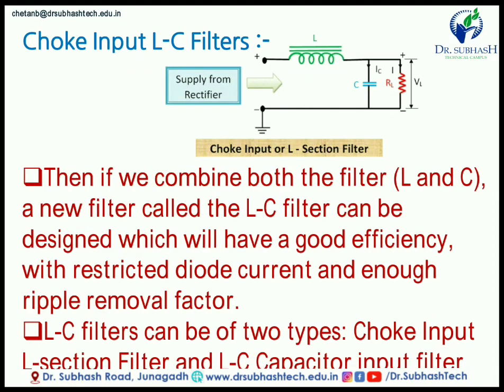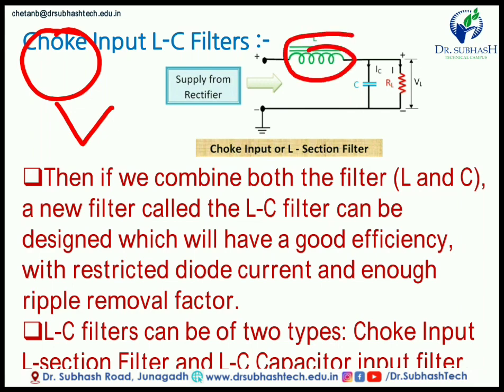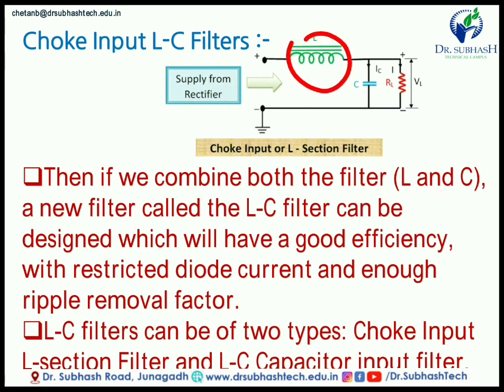Now, next is the choke input LC filter. Here choke is nothing but an inductor. The another name of inductor is coil or choke. The input is given to this filter with series L, so it is known as a choke input LC filter. Here a combination of inductor and capacitor is there. So, we can say that the two-time filtering process occurs using this type of filter. So, this one is the choke input LC filter.